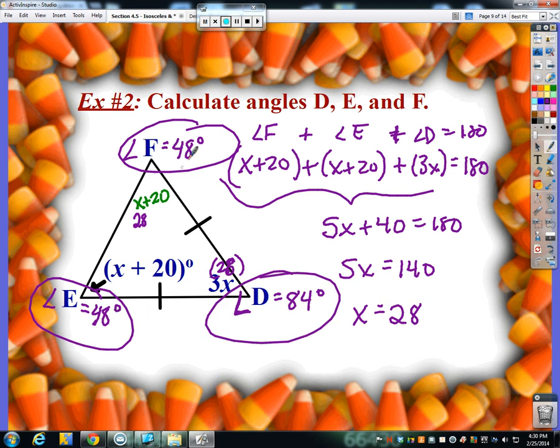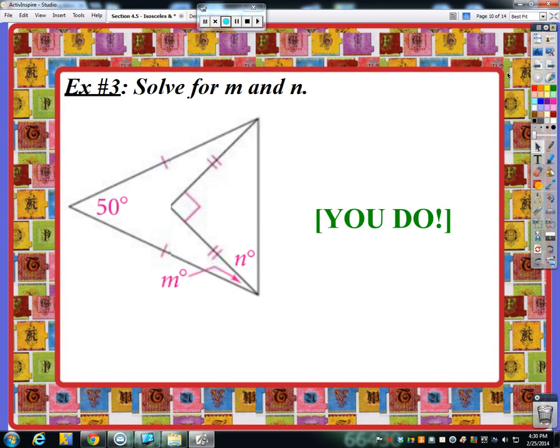And you could add together 48, 48, and 84 and see that in fact they do add up to be 180 degrees. Now example 3, I want you guys to do. I want you guys to try this one. So if you want to pause the video, you can pause it, work on it, and see if you can figure out how big values M and N are.